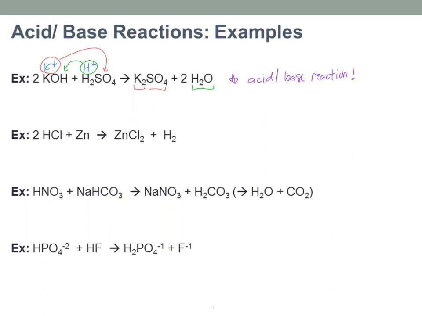Right, or in other words, I transferred an H plus, right? It looks like this was the thing that acted as the acid because it had the H plus that it gave, and this would be our base. It's the thing that accepted the H plus. So I did have that double replacement.